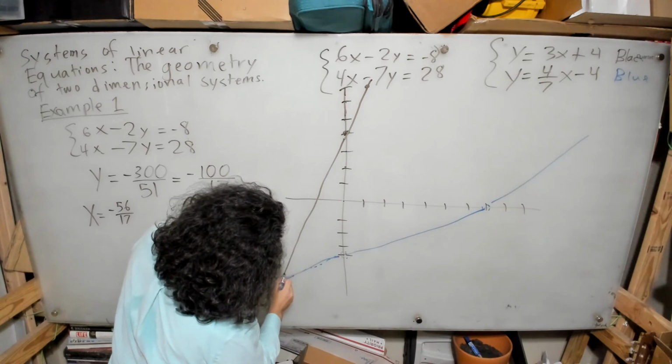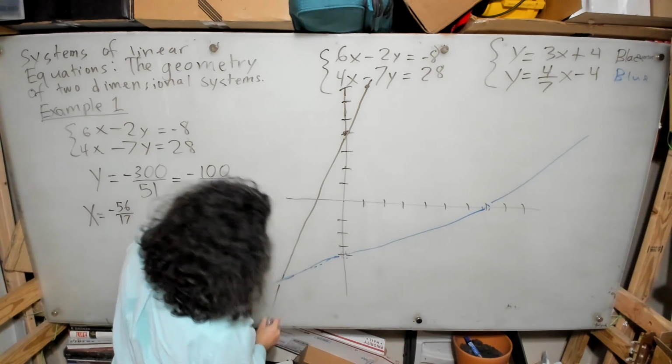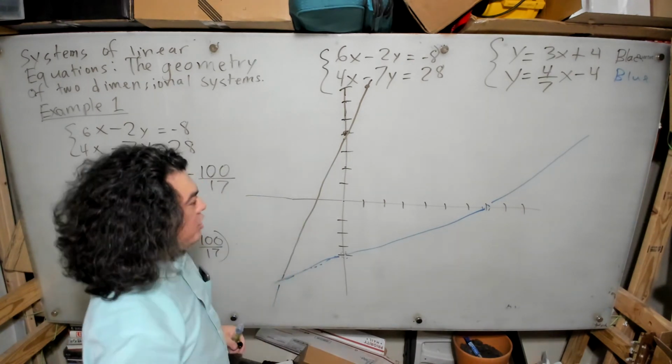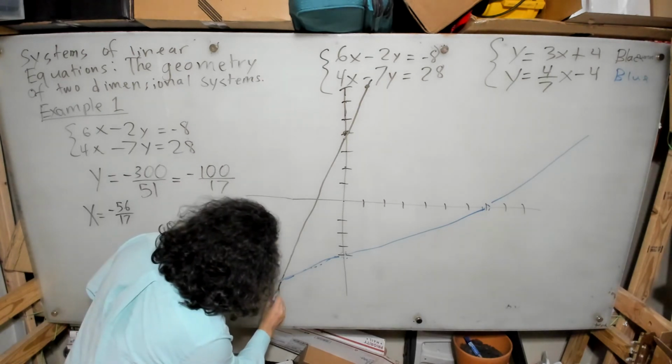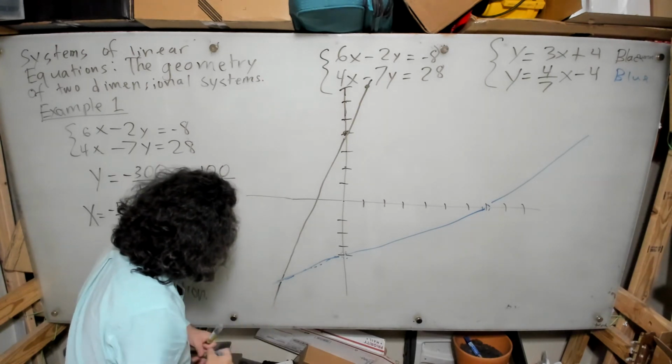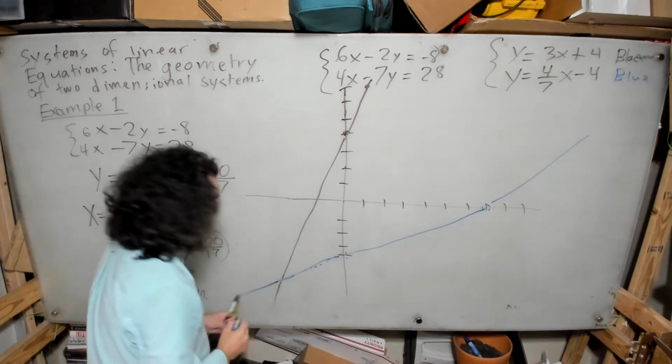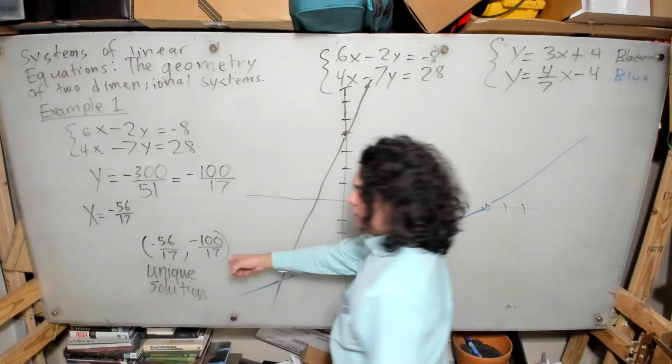You see? And you can see that because the slopes are different, they're going to intersect somewhere. And in fact, where are they going to intersect? Right? That's the question now. Where are they going to intersect? They're going to intersect at this point.